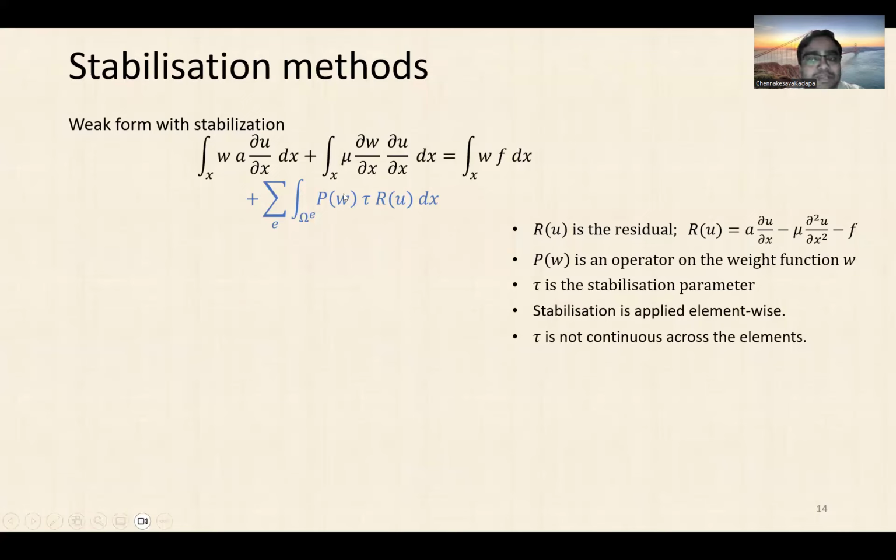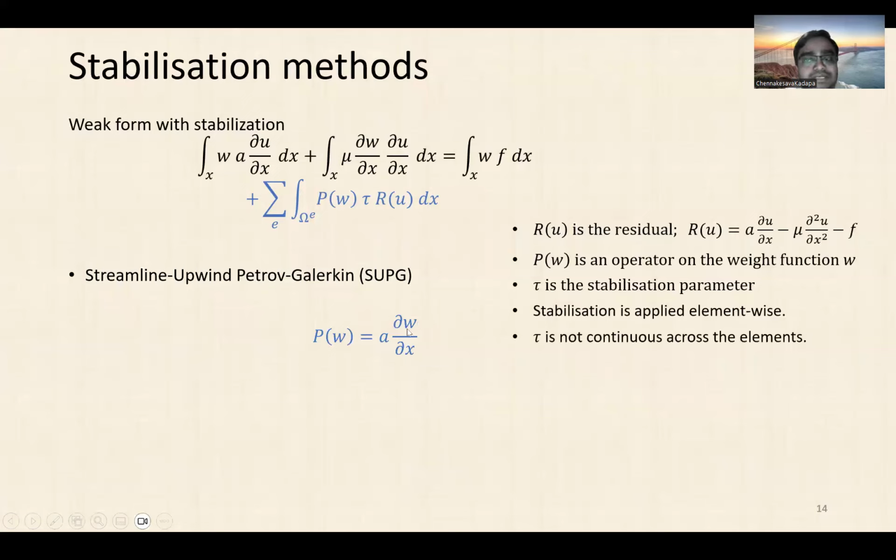The choice of P(W) dictates the stabilization method. For different stabilization methods, for example, for SUPG we have one P(W), and for GLS we take another P(W). In SUPG, the streamline upwind Petrov-Galerkin method, our P(W) is only the convection term, not the diffusion term. P(W) is a dW/dx. So this is the convection operator on W.